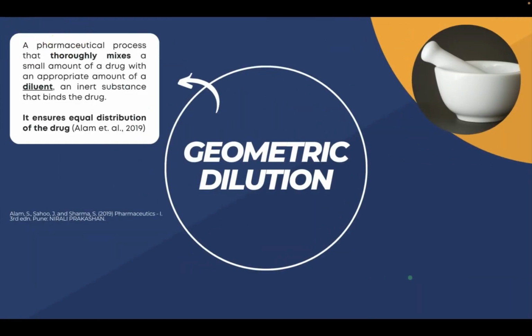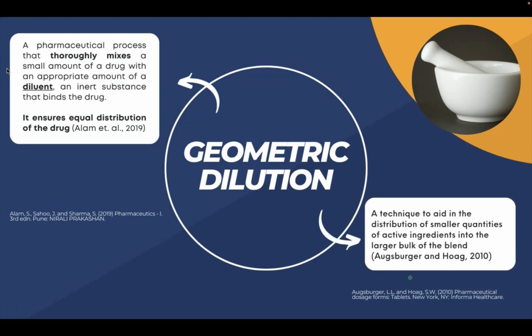Geometric dilution is a pharmaceutical process that thoroughly mixes a small amount of a drug with an appropriate amount of a diluent, an inert substance that binds the drug. It ensures equal distribution of the drug.